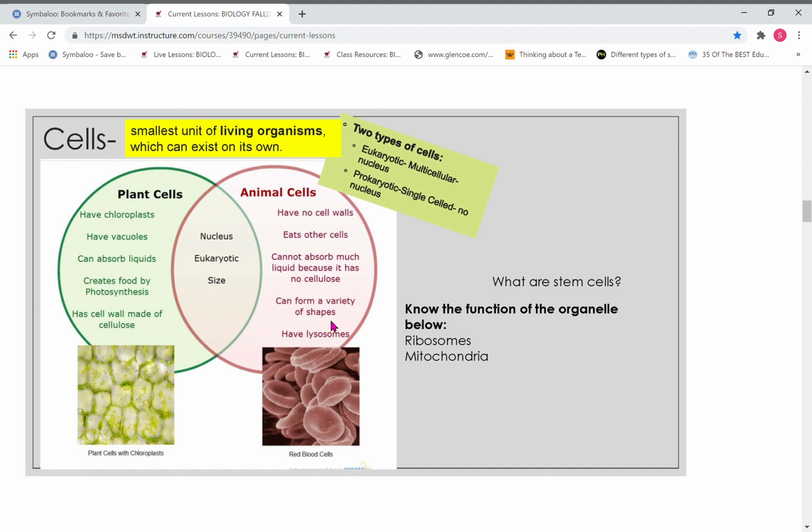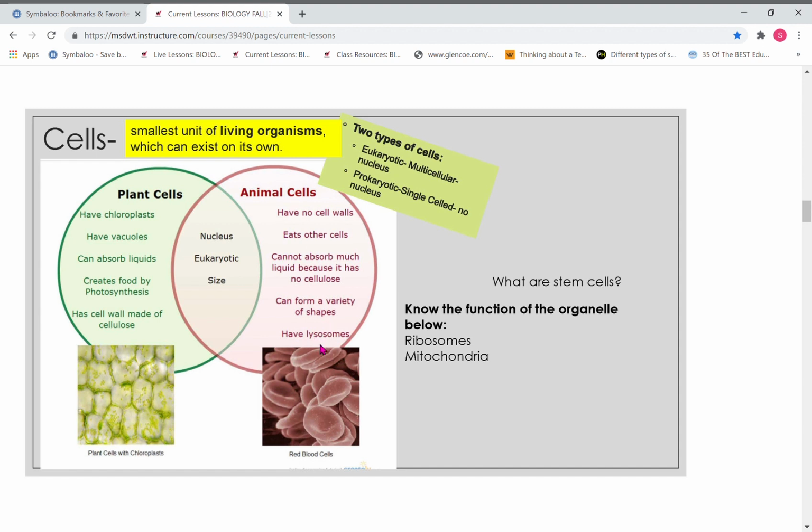We can have a variety of shapes of cells. Notice the plant cells are all the same, whereas we have red blood cells, we have bone cells, we have skin cells. We have several different types of cells. They originate as stem cells, but they are able to specialize into different variety of shapes based upon what we need. We have lysosomes in our cells and animal cells.